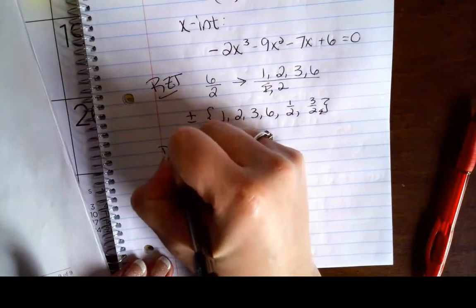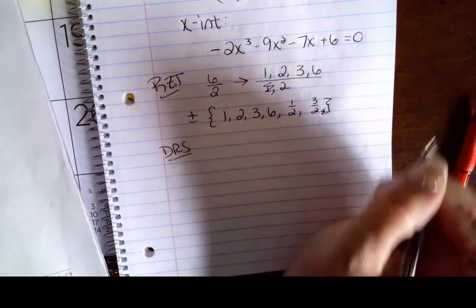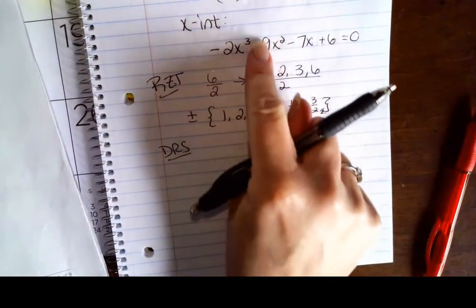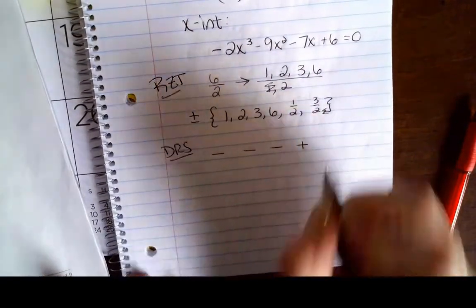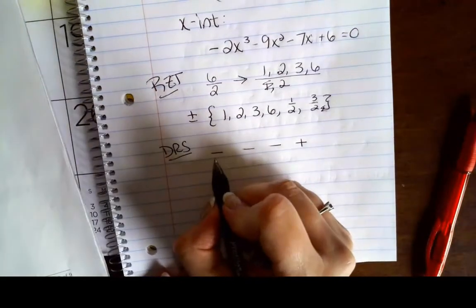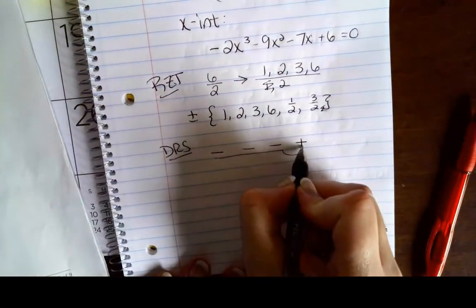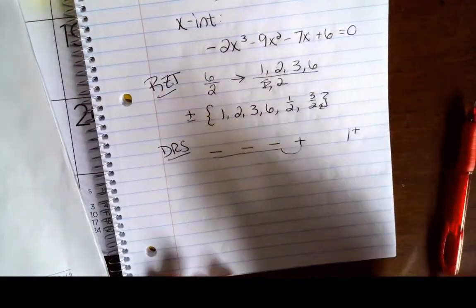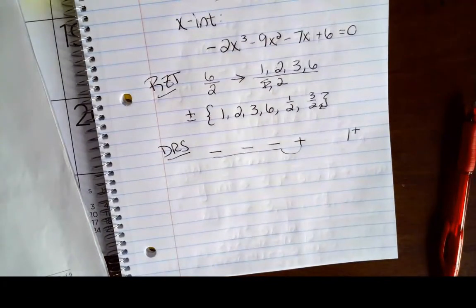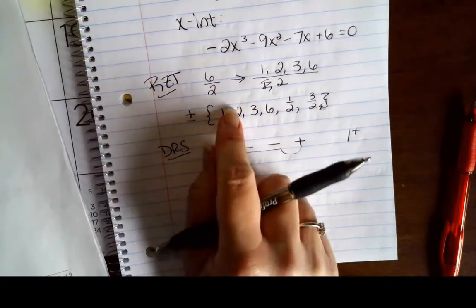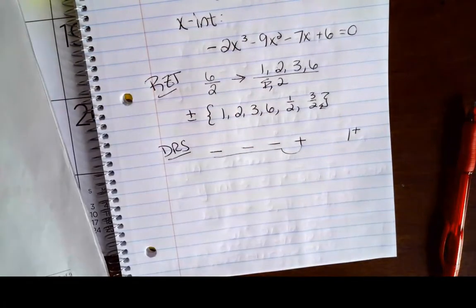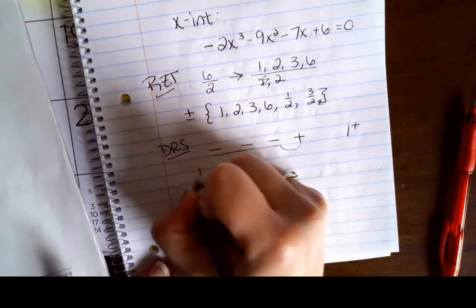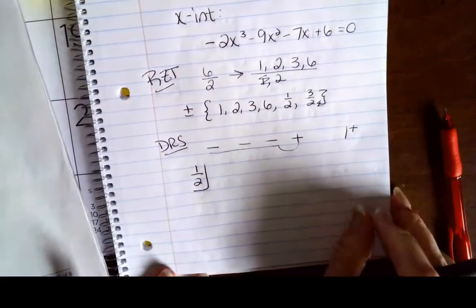Actually, I'm going to do Descartes' rule of signs first. Sorry. Descartes' rule of signs. So I have a negative, negative, negative, positive. Negative, negative, negative, positive. So how many sign changes do you have? Stay the same, change. So I'm going to have one positive answer. One positive answer. So I could start with 1 and see what happens. Start with 2, start with 3, start with 6, but these videos are already long enough. So I'm going to tell you to try 1/2.